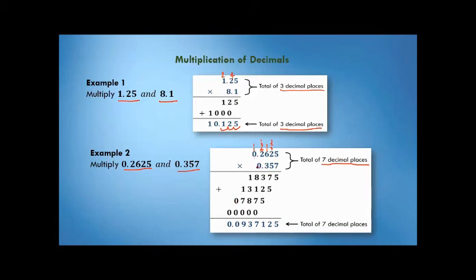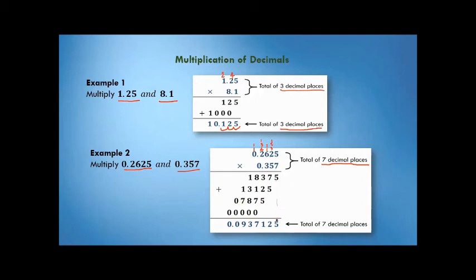Then the last digit will be 0 all. So 0 times 5 is 0. 0 times 2 is 0. 0 times 6 is 0. 0 times 2 is 0. Then 0 times 0 is 0. Then add column by column.